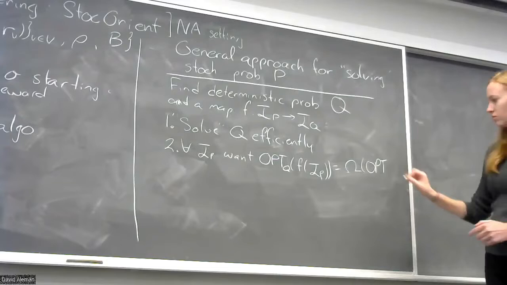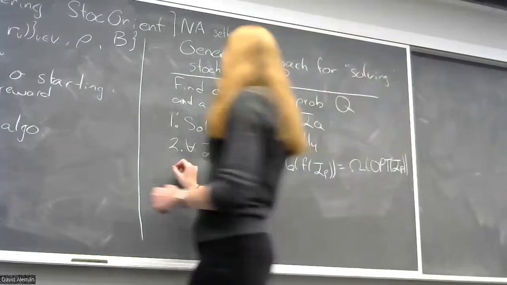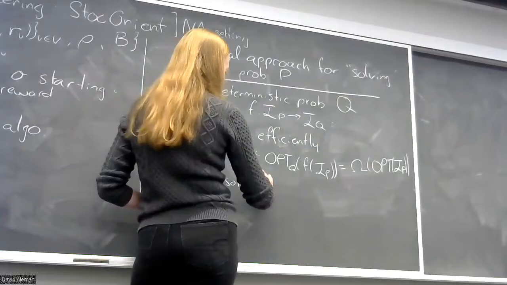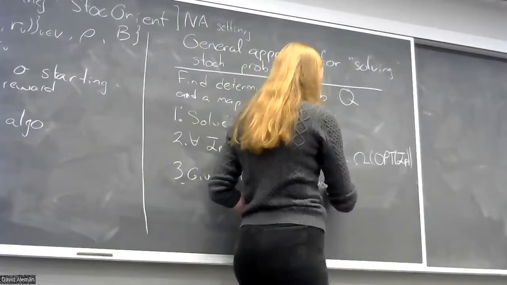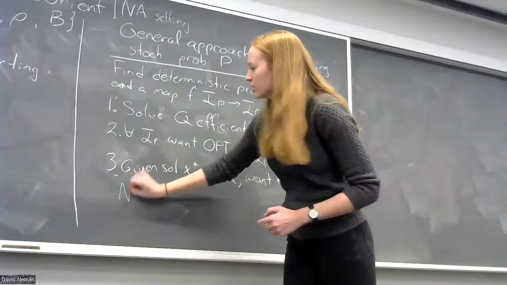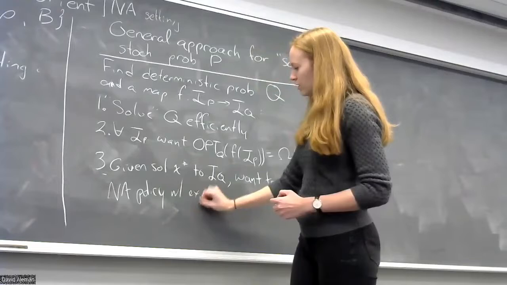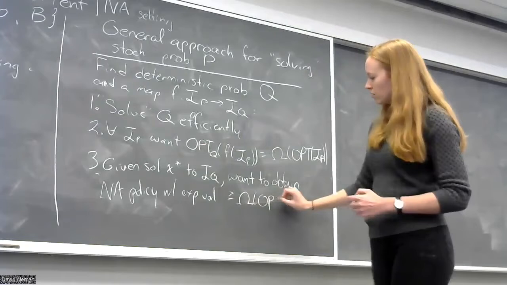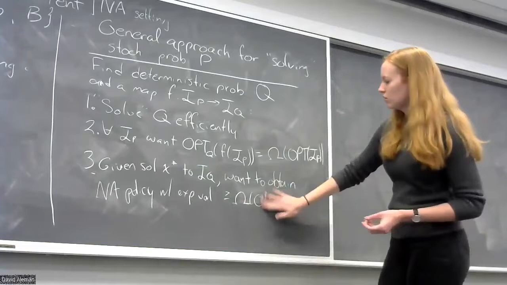Okay. And then finally, given a solution X star to our deterministic problem, we want to obtain a non-adaptive policy with expected value at least some constant factor of the value of X star. So we just say, this is our policy from X star.